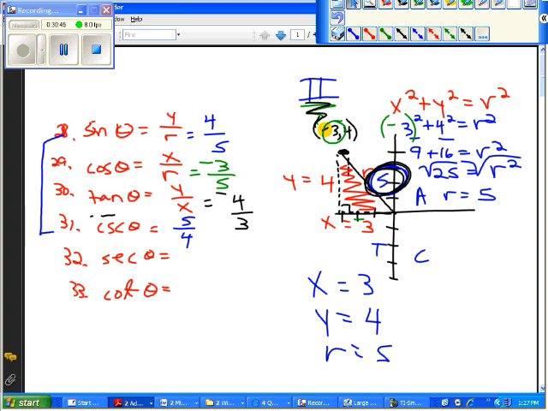Let's talk about the inverse of cosine. What is it? Secant. So when you reciprocate, you flip it, but you keep the sign the same. If cosine is negative, then its reciprocal, secant, is negative. Cotangent is the reciprocal of tangent. Tangent was negative 4/3. The reciprocal, you flip it, but you keep the sign the same, negative 3/4.